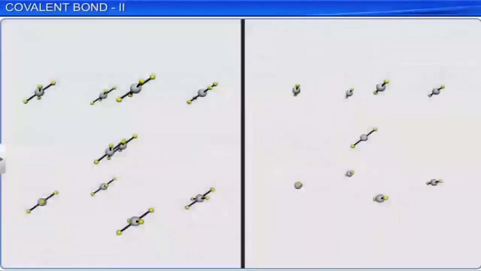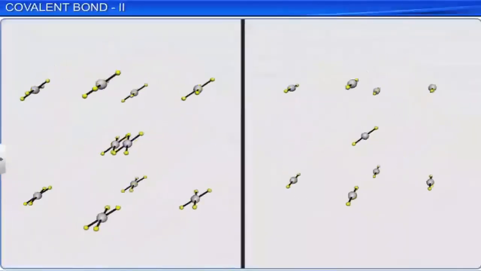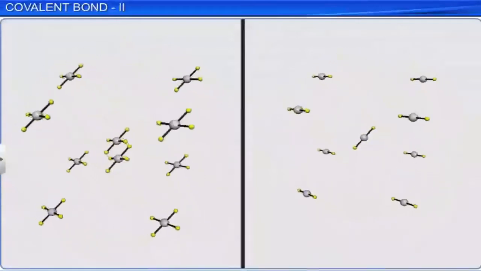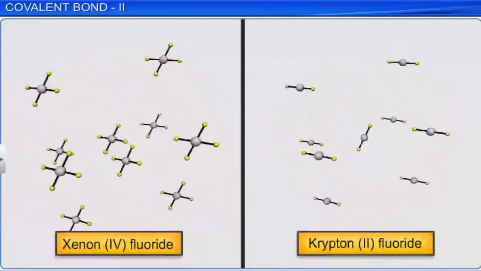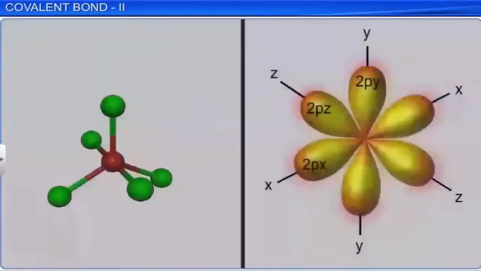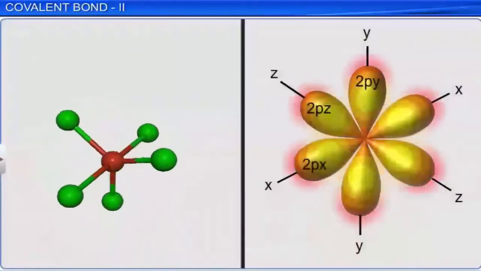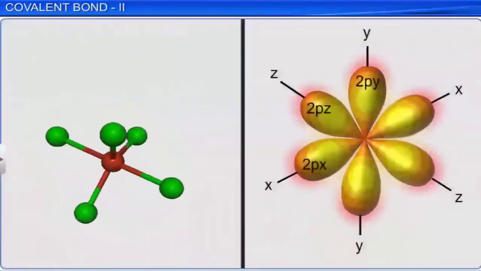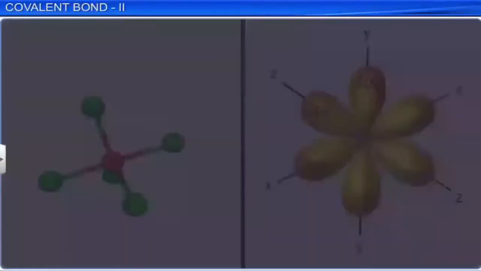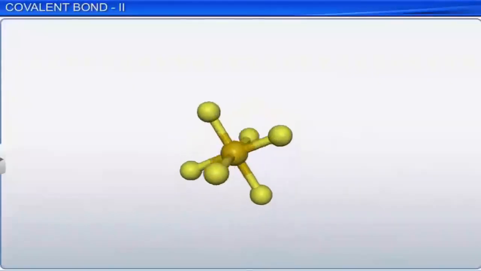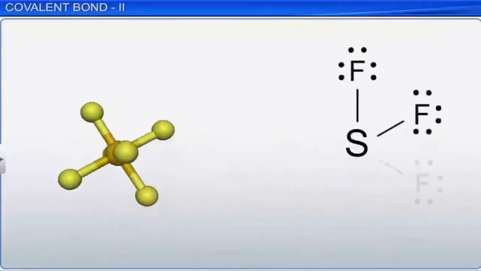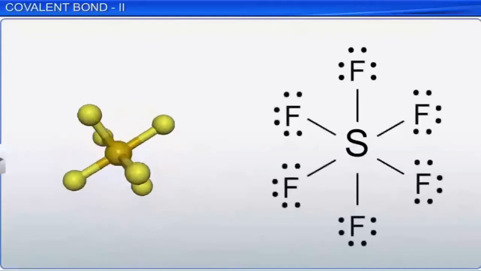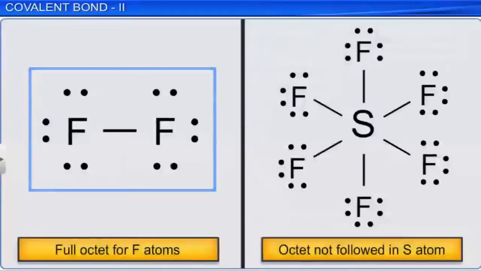Though the octet rule is based on the inertness of noble gases, some noble gases such as xenon and krypton react with other elements and form compounds. The octet theory also does not explain the shapes of molecules and energies of orbitals. However, the molecules that do not follow the octet rule can still be represented by the Lewis electron dot structure. Therefore, though the Lewis structure involves the octet rule, it is not limited to the octet rule.